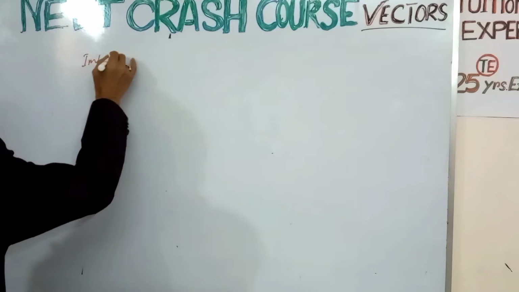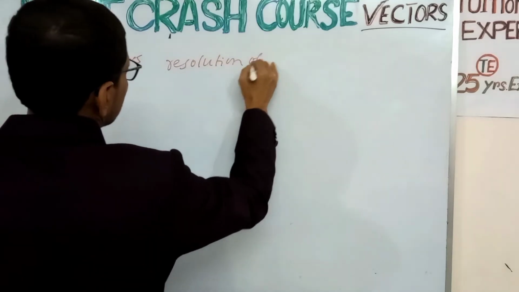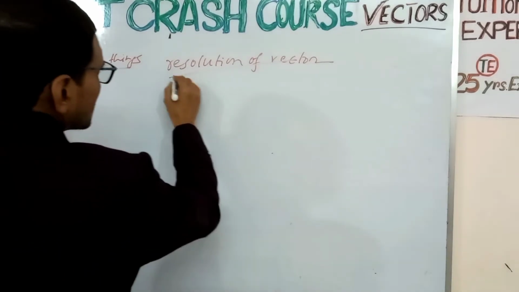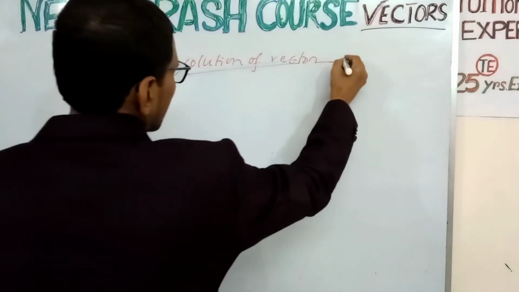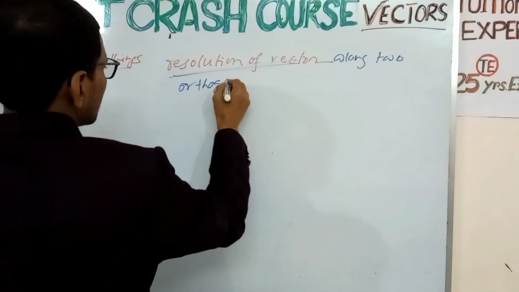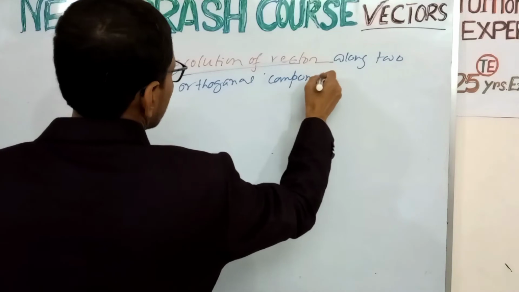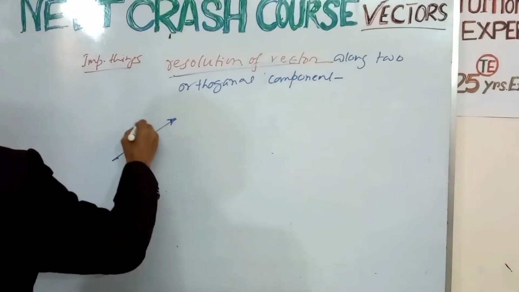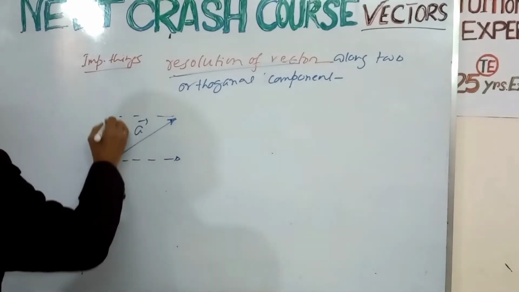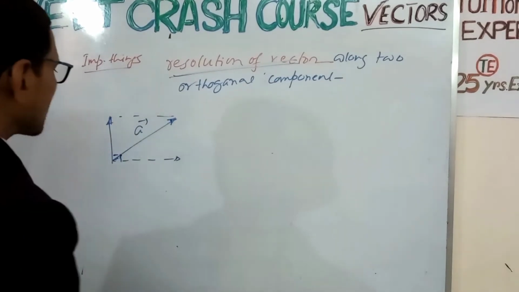Important thing is the resolution of the vector. This is very important: how to resolve any vector along two orthogonal directions, two orthogonal components. Suppose this is a vector A, and if two components are perpendicular, suppose this and this are two components which are 90 degrees, then these components are the orthogonal components of this vector.